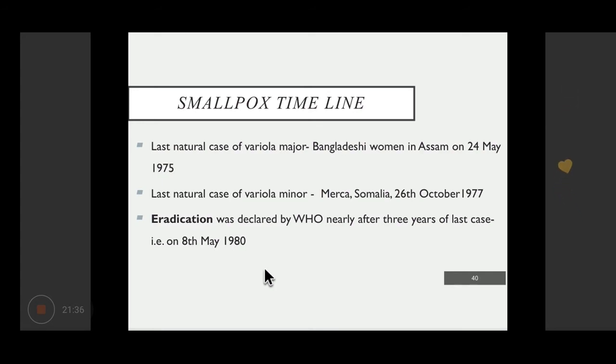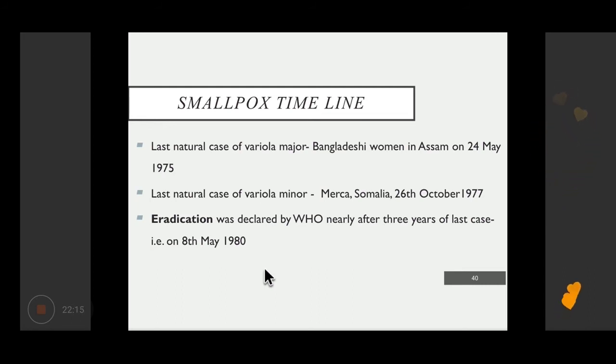The last natural case of variola major was seen in a Bangladeshi woman who was found in Assam on 24th May 1975. When this last case was discovered, towards the end of the eradication of smallpox, immediate steps were taken, and within an area of 1.5 kilometer radius, everybody else was vaccinated immediately, so that anybody who had been exposed may not spread or may not develop the disease.